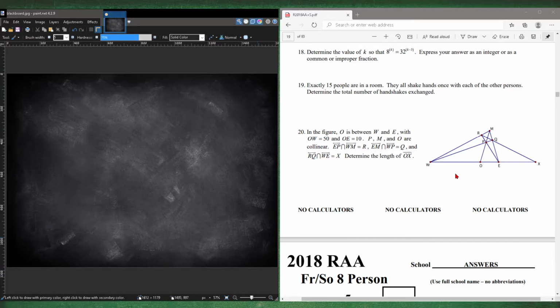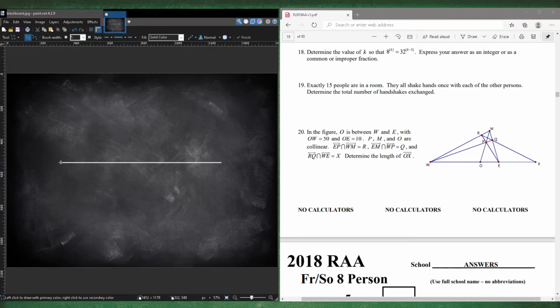Now number 20. In the figure, O is between W and E. OW is 50 and OE is 10. And then basically the rest describes the intersection of these triangles to determine the length of OX. Okay, so now let's make a figure.